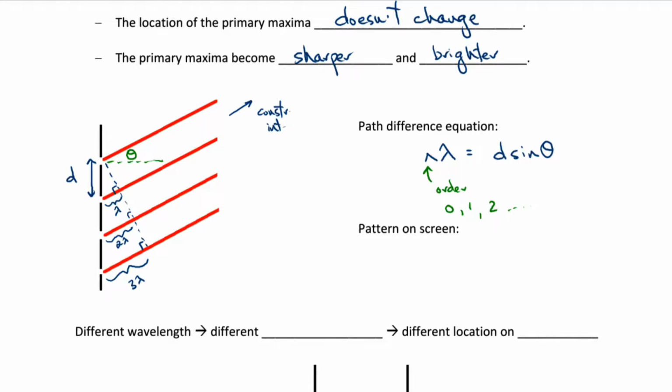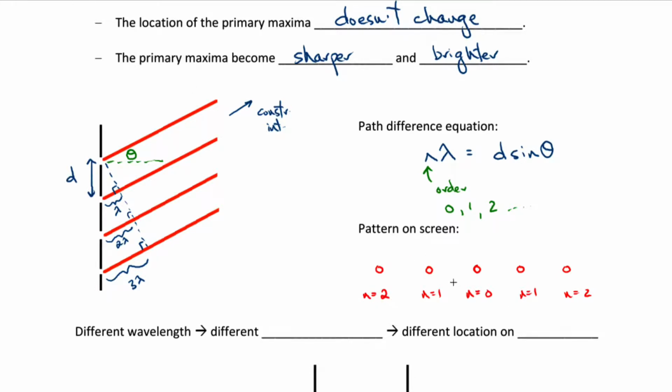The pattern that we'll see on the screen now is these brighter, sharper fringes with more dark area in between. And this would be the central one for n equal to 0, then n equal to 1 on either side, and n equal to 2. And right now in this example, we're shining monochromatic red light through there.